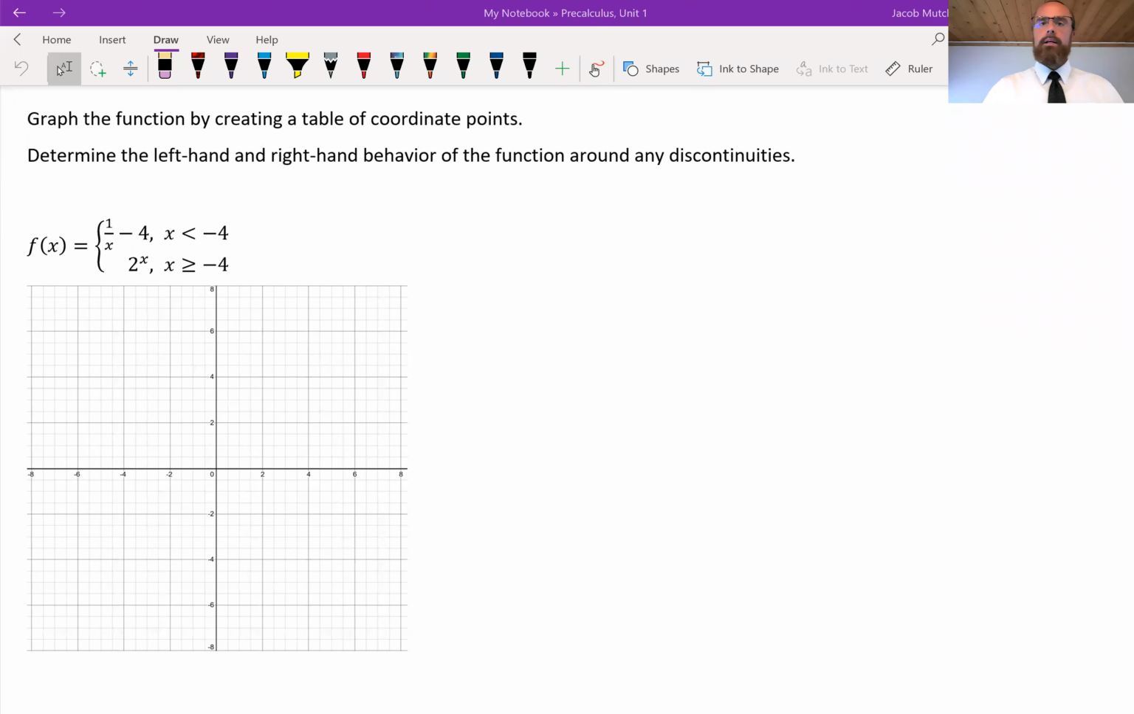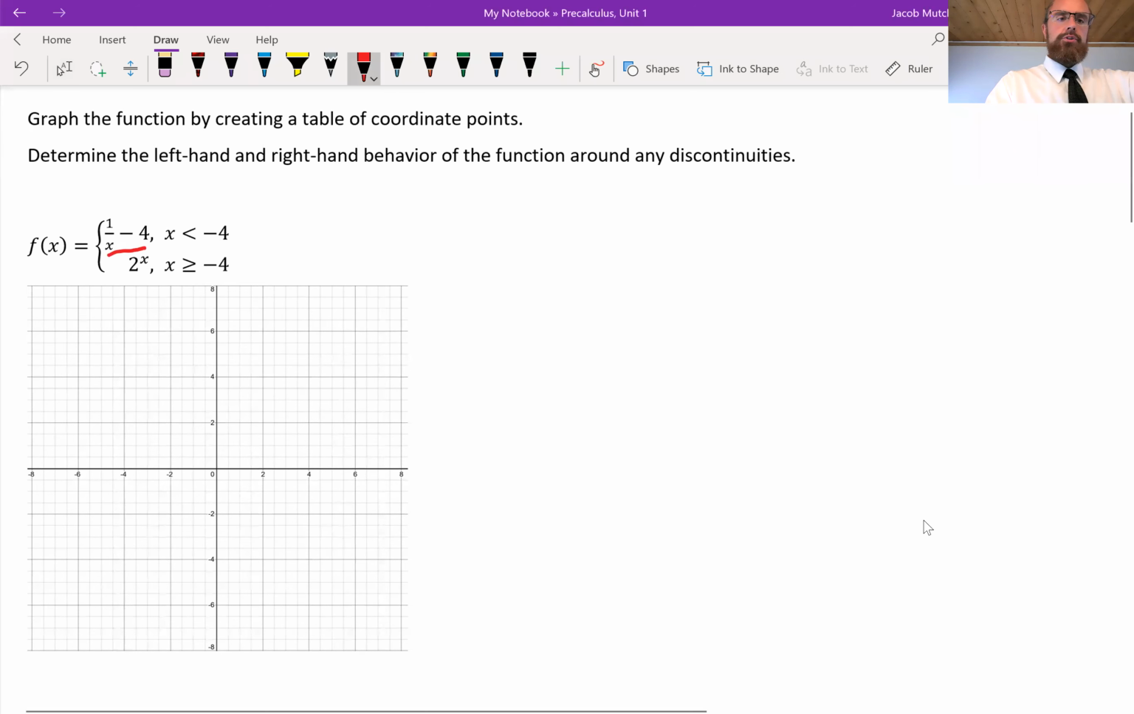Our first example is this piecewise function. So we've got 2 parts to our function based on a partitioning of the x-axis. Our first function is 1 over x minus 4, which is in effect when x is less than -4. Our second function is 2 to the power of x, an exponential function, and that's when x is greater than or equal to -4.